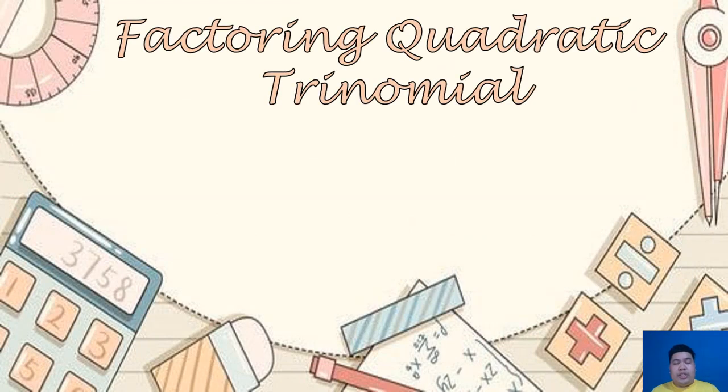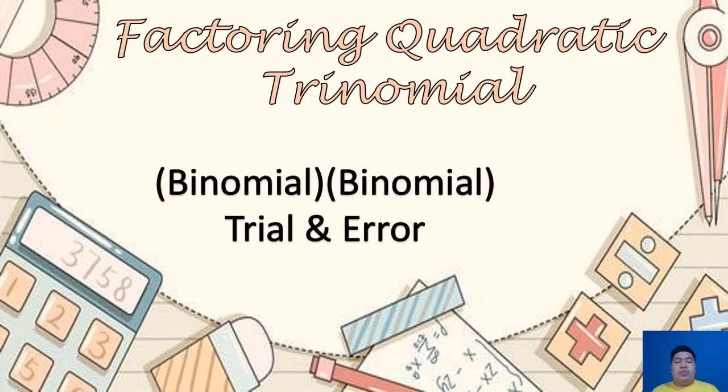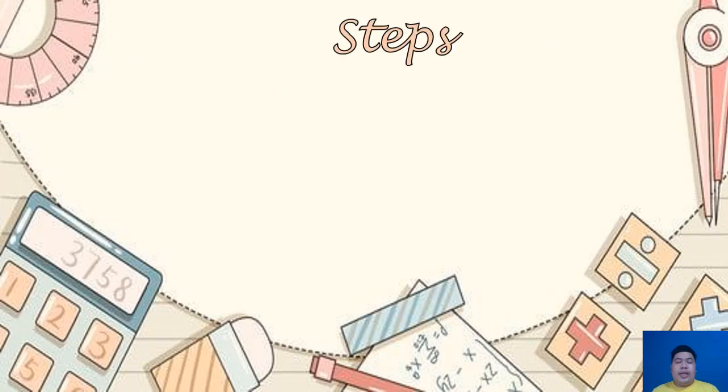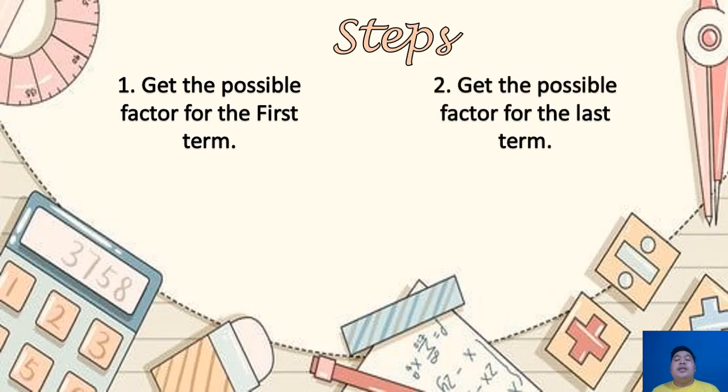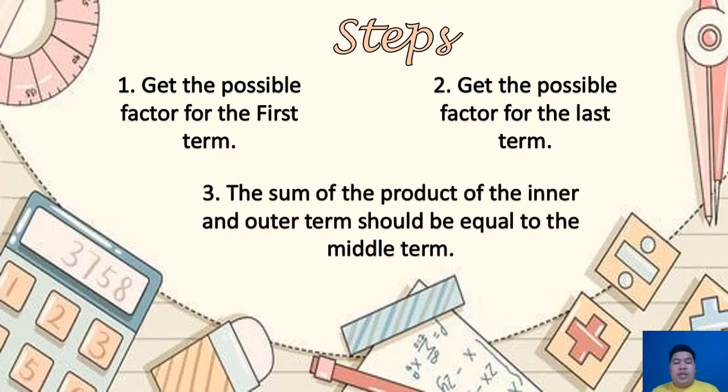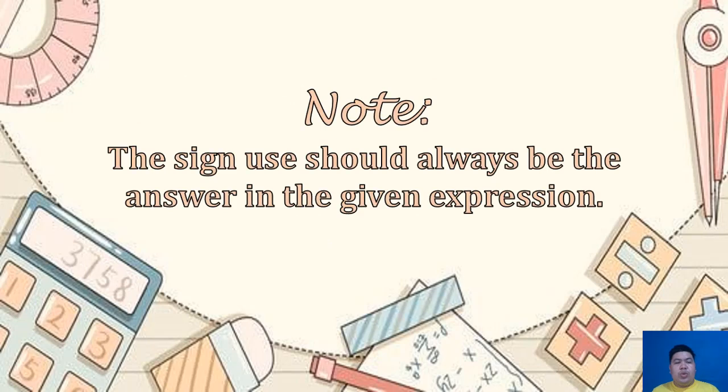In factoring quadratic trinomials, we will get the two binomials. In getting the two binomials, we will have the trial and error process. So here are the steps in getting the factor of a quadratic trinomial. First, get the possible factor of the first term. Then, get the possible factor of the last term. And lastly, the sum of the product of the inner and outer terms should be equal to the middle term. Now, you must take note that the sign you use should always match the sign in the given expression.